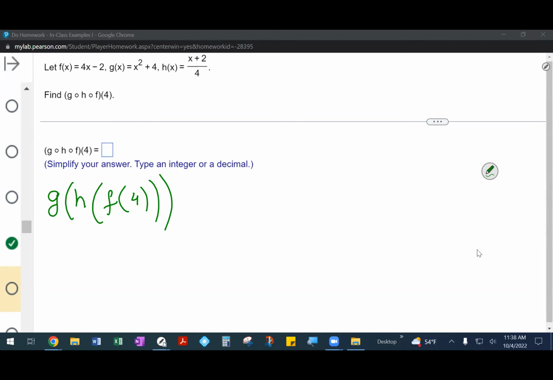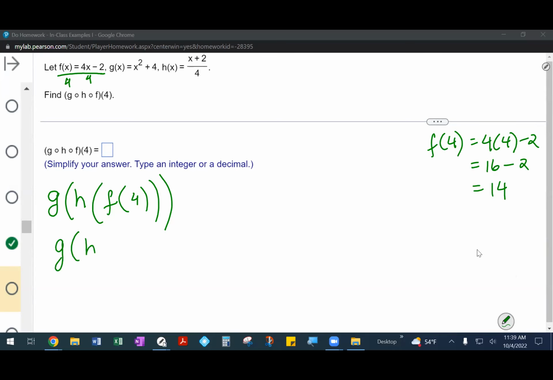So we're going to start with f of 4, so that's this function here, which means you are replacing your x value with 4. So we're going to start by finding f of 4, which will be 4 times 4 minus 2. 4 times 4, of course, will give us 16, and 16 minus 2 will give us 14. So 14 becomes the input now, right? So then you will have g of h, and now you're going to be replacing your f of 4 with the answer we came up with, so that's going to be the 14.